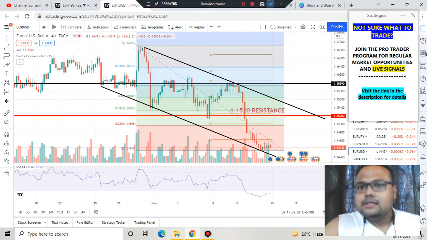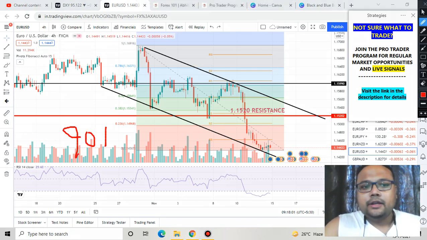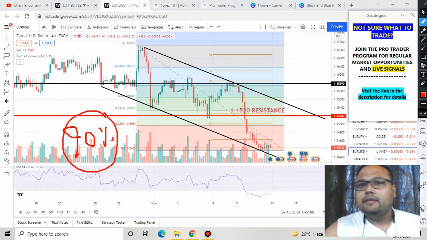And this is the main reason why 90% of retail traders lose money, because they fail to follow the trend of the market. You can easily see on the chart that Euro USD is extremely bearish right now. Heavy selling is going on, and if you have a buy position in this market, then my dear friend, you are in big trouble. So wait for the next week.